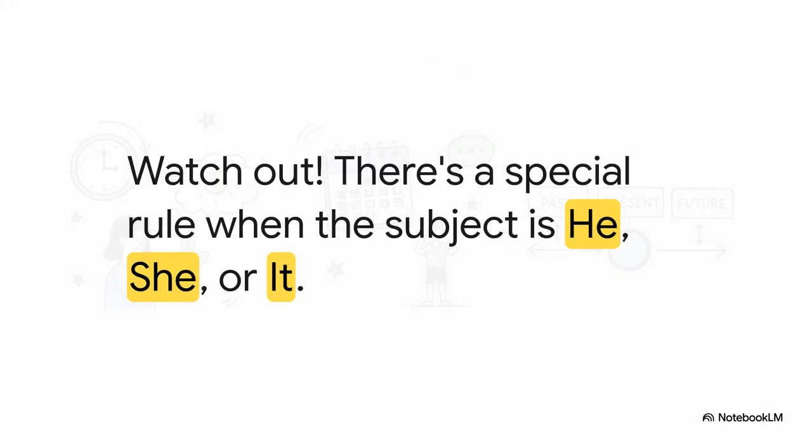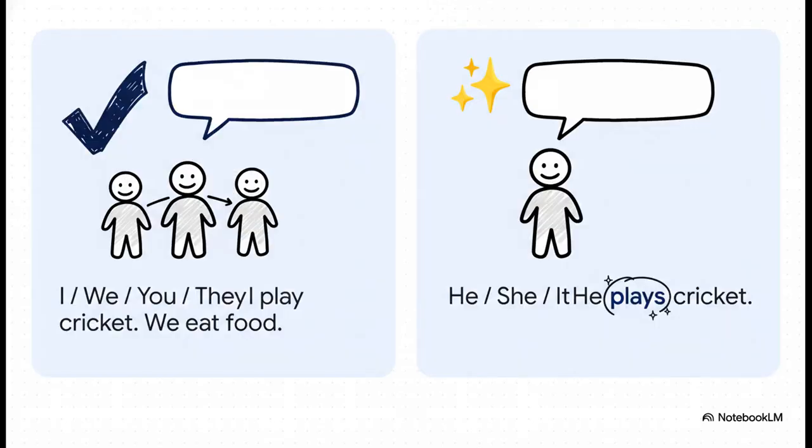Now, you know how every good rule has one little exception? Well, the simple present is no different. We have a special little rule we need to remember for when the subject is he, she, or it. This is super important, so pay close attention. And here's that rule, side by side. On the left, with subjects like I, we, you, or they, the verb is just its normal self. I play cricket. But look over on the right. When our subject is he, she, or it, we add an S to the verb. So I play becomes he plays. See that tiny change? It makes all the difference.